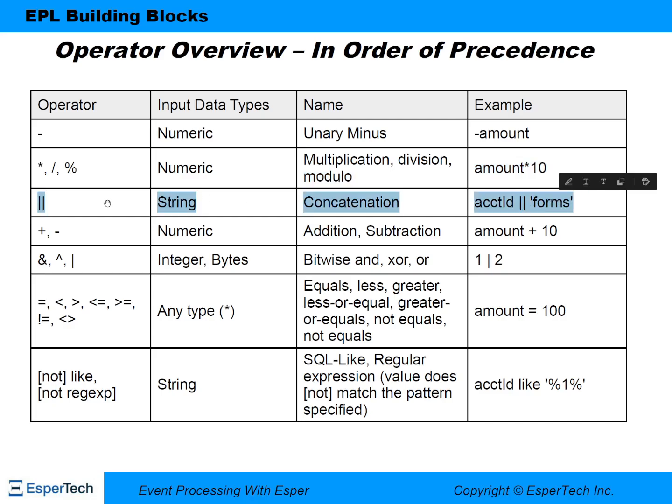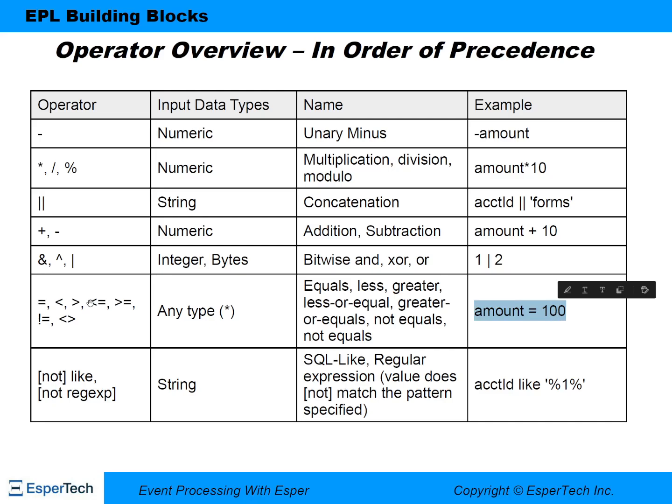The two pipes operator applies to strings. It is used for concatenation. For instance, accountId pipe pipe quotes forms. The addition and subtraction operators apply to numeric input types. For instance, amount plus 10. The bitwise AND, XOR and OR operators apply to integer and byte input types. For instance, 1 pipe 2.